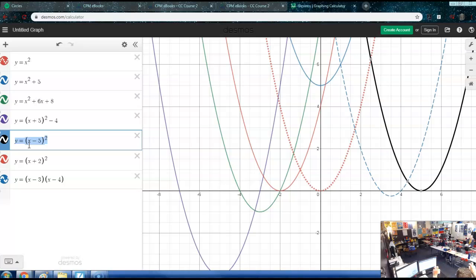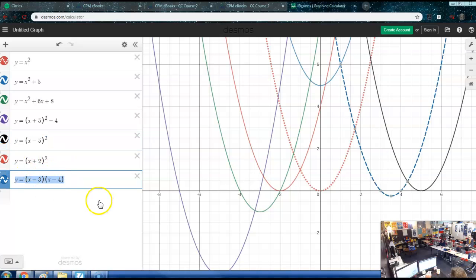Remember when I kept forcing you guys to think about how do we solve these quadratics the most efficient way possible? What if you have a quadratic like this?